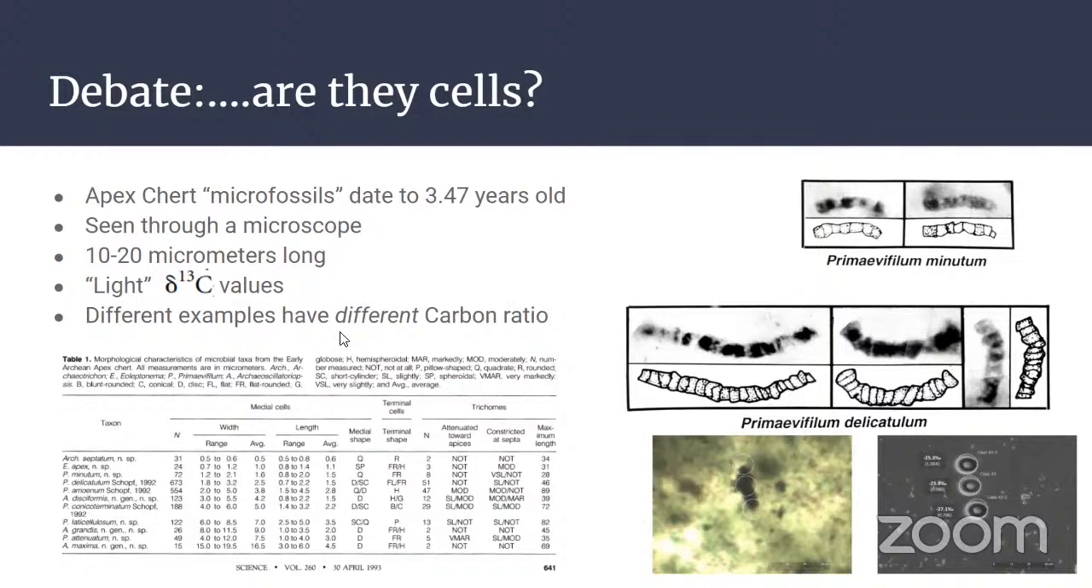So for these apex chert microfossils, you can see that they picked out some taxa, so some groups. These are genus, species demarcations, so an abbreviation letter for the genus and then the species name after it. So they looked at how many they saw, they looked at the widths and gave the range and also the average, as well as how long they were.